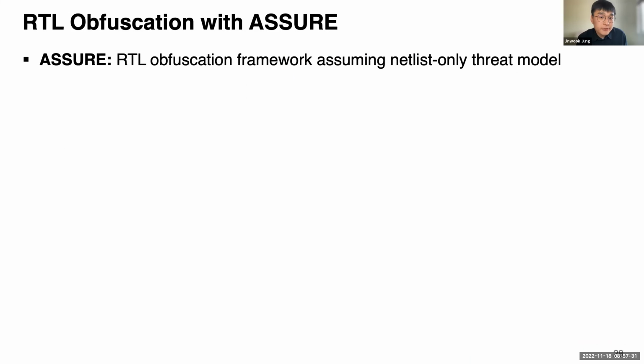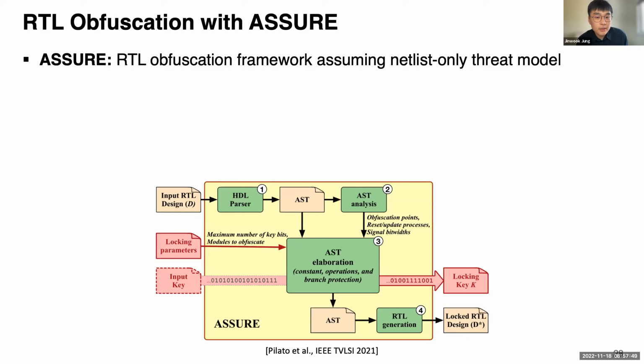And now the RTL obfuscation in DATC RDF. The DATC RDF flow includes an RTL obfuscation tool, which is a logic locking technique. And the tool is called ASSURE. It is an RTL obfuscation framework, assuming a netlist-only threat model. And this diagram illustrates the entire ASSURE obfuscation flow.